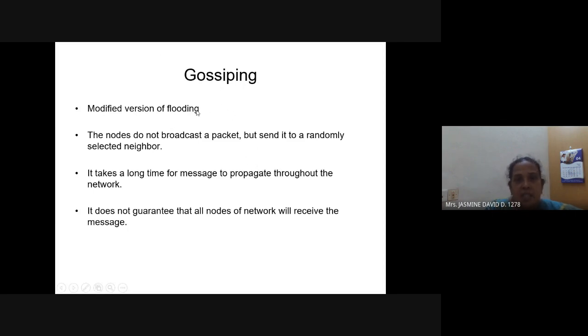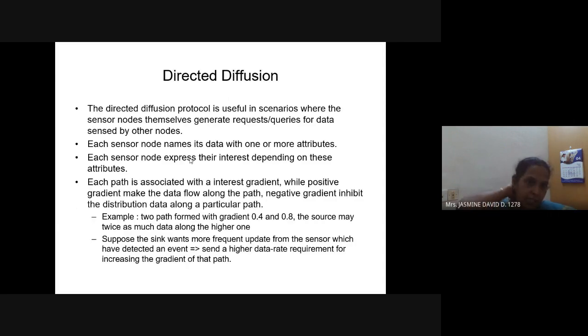Gossiping is another version of flooding. It will not broadcast the packet. If it is broadcasting, that means all the nodes in the network will be receiving, right? You know the difference between broadcasting and data transmission, right? Broadcasting is once the information is transmitted, all the nodes will be receiving it. Instead, in gossiping, it will select the nodes randomly and send the information to those selected nodes alone. That is gossiping.